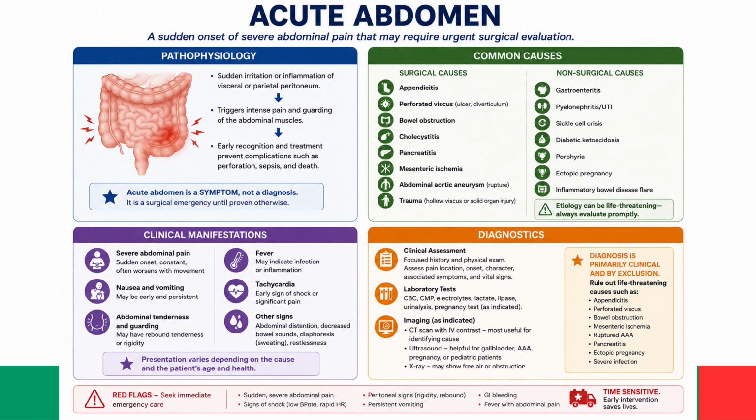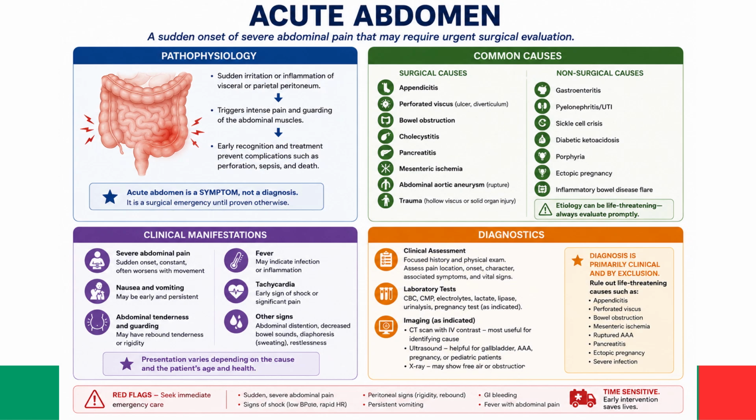And the most obvious is severe abdominal pain. We're paying attention not only to the severity, but also to the onset, location, character, and progression of that pain. A sudden onset of severe pain is particularly concerning because it can occur with conditions such as perforation, mesenteric ischemia, ruptured abdominal aortic aneurysm, or ectopic pregnancy.